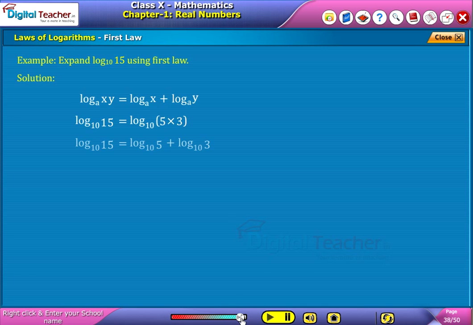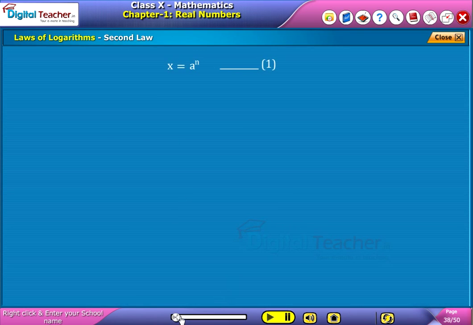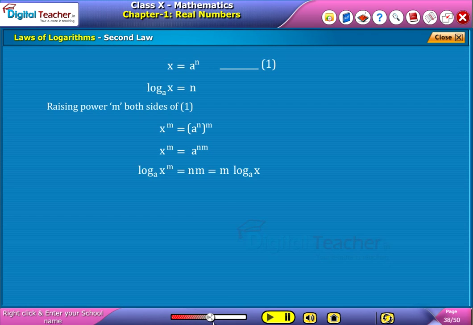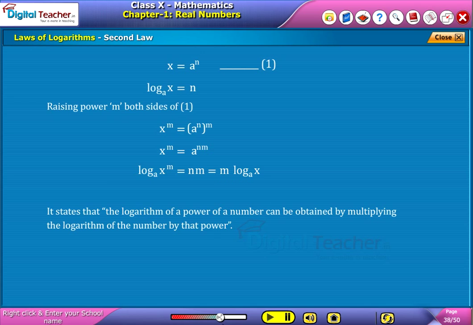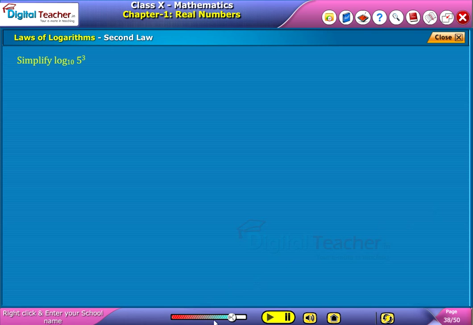Example. Second law. Obtained by multiplying the logarithm of the number by that power. Let us solve an example problem based on the second law. Example, simplify log 5 cube to the base 10.